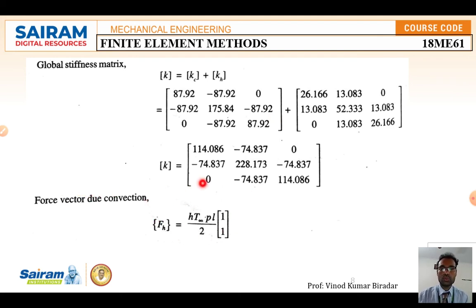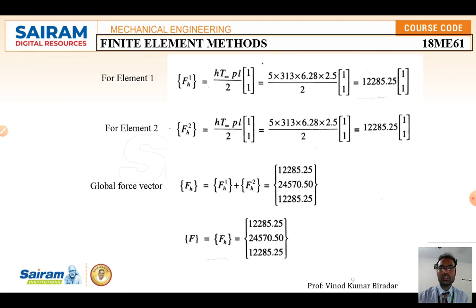Again, the force due to convection formula is F of H is equal to h, the heat transfer coefficient due to convection, ambient temperature, perimeter, length, 211. So this is the force due to convection. For the first element and second element, you have to substitute in both the matrices. The given data is there, so just substitute and you are going to get this value, that is 12285.25, again positive, the same value here also.